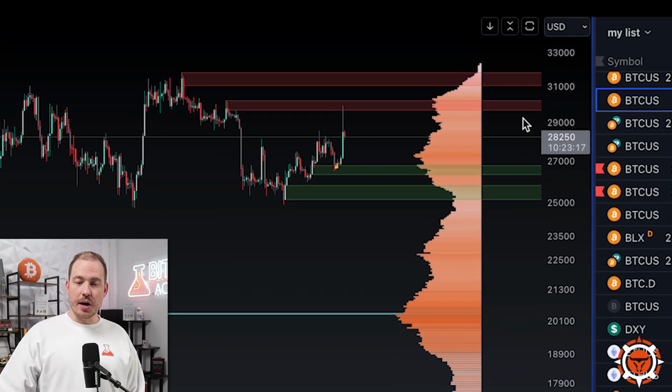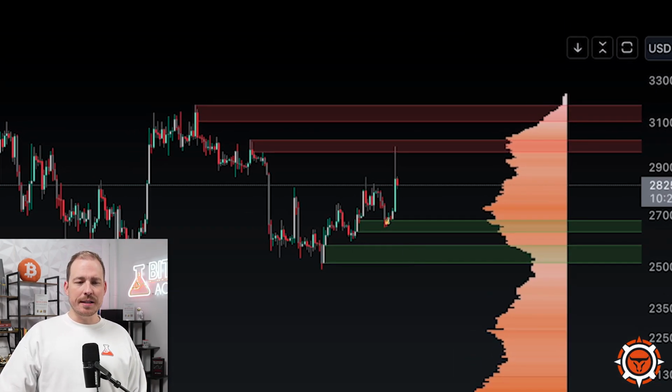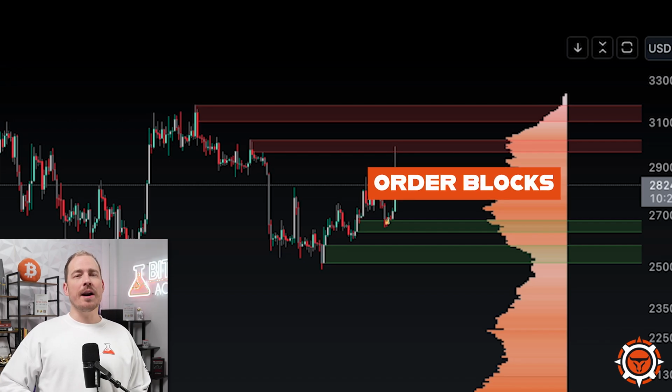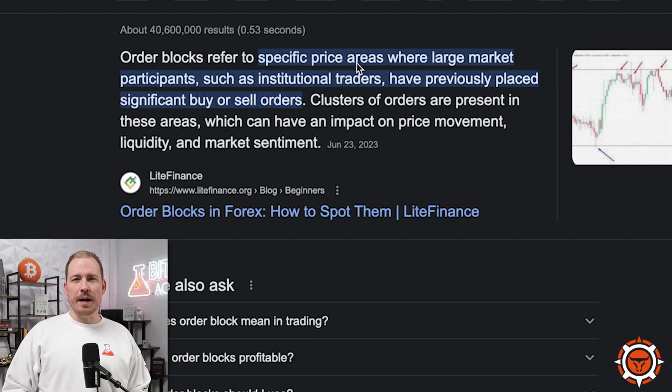Now, the next thing I want you to notice are these red and green boxes. This is part of the Bitlab volume, again, part of the Bitlab trading stack. We can see these auto-populate, and what they are is order blocks. Now, what are order blocks? Order blocks refer to specific price areas where large market participants, such as institutional traders, smart money, big money, all those big players, have previously placed significant buy or sell orders.